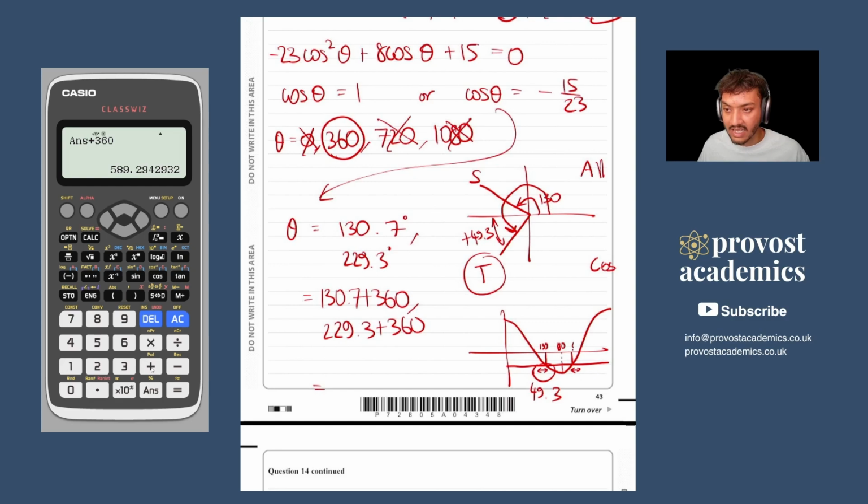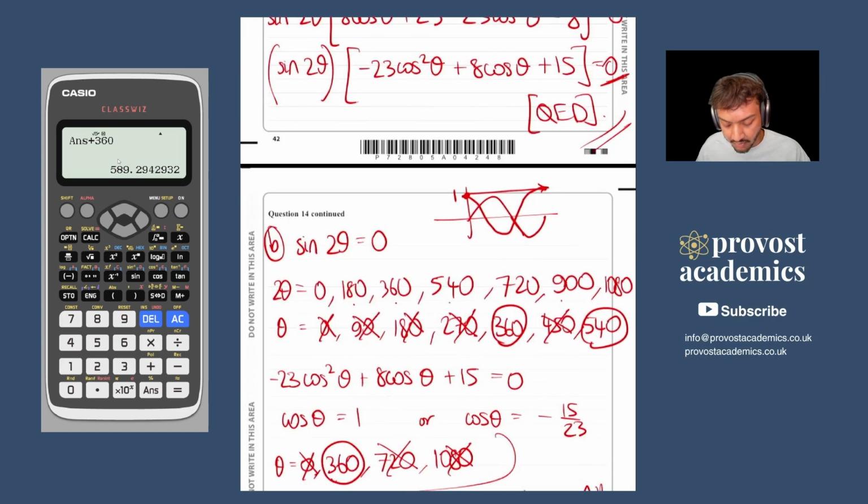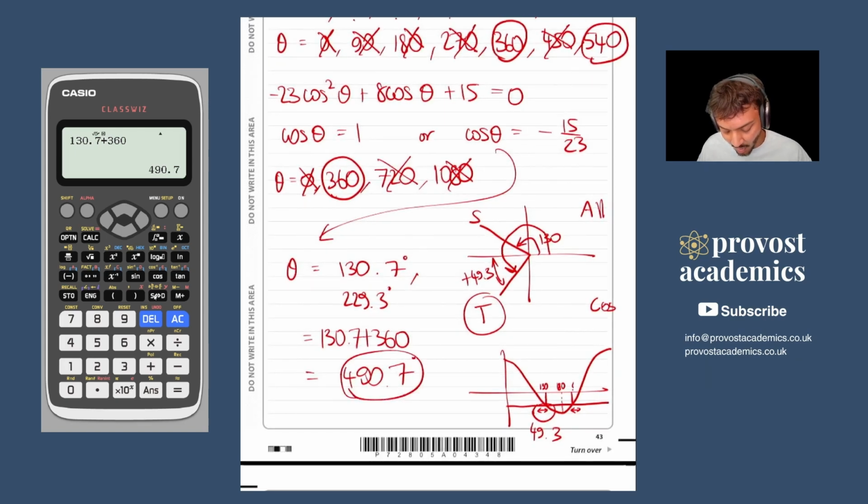If I added anything more, this one isn't even in the solution, because we're stopping at 540. So the only one that we'll care about is 130.7 plus 360, and we don't even need this other one. The one we actually need is 490.7 degrees.